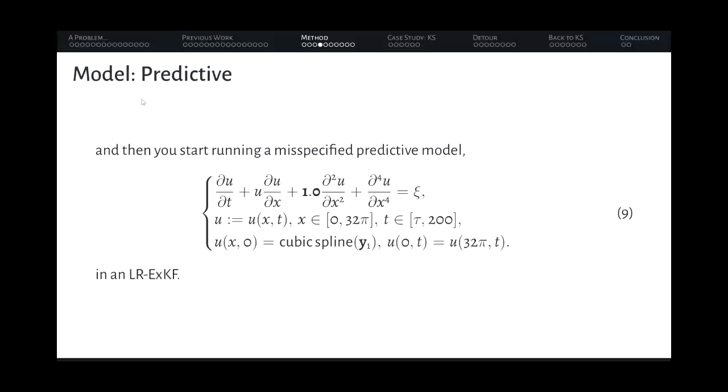We've also got, instead of equaling 0, equaling xi, that's a Gaussian process that I'm going to throw into the model. I'm not going to describe too much how it's being propagated into the filter and whatnot. Suffice to say, there's a GP in there. We also are initializing with a misspecified initial condition. So instead of starting with the same initial condition as the true system, I'm just going to chuck a cubic spline on my observations and start with that, because that's probably the best I got. We're going to run it in an LR EXKF.